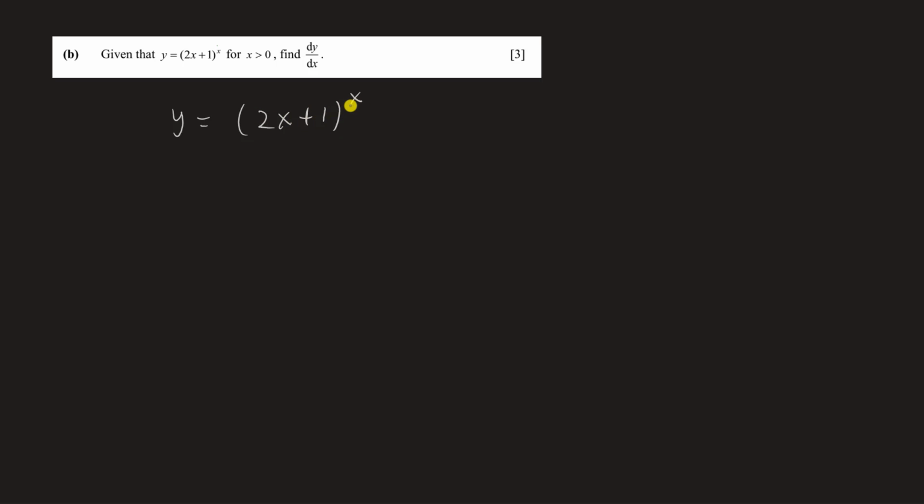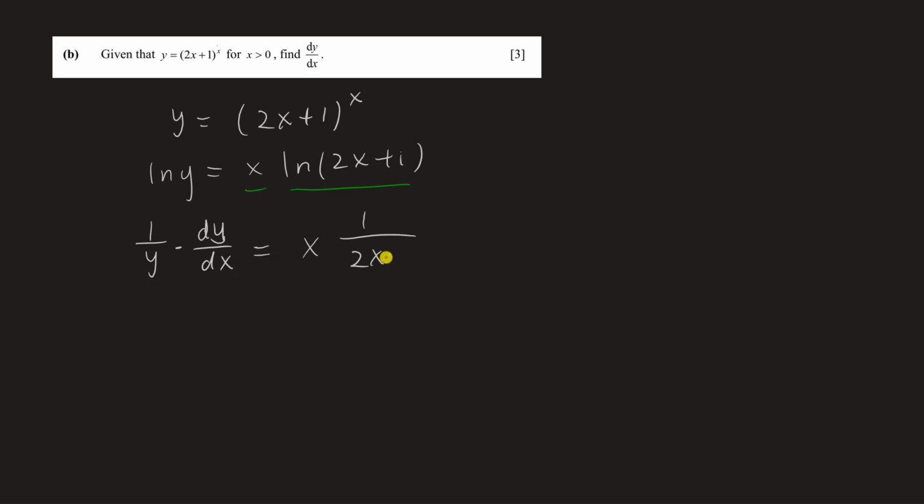Now we're going to apply logarithms on both sides. So we'll have ln y equals x ln(2x plus 1). Now we will use implicit differentiation. Differentiating the left-hand side implicitly with respect to x would give us 1 over y dy/dx equals to, so this side we have to use product rule once again because there's two items here. Hold x, differentiate this, we would get 1 over 2x plus 1 multiplied by differentiating 2x plus 1 gives us 2.